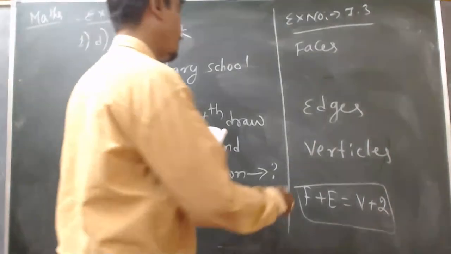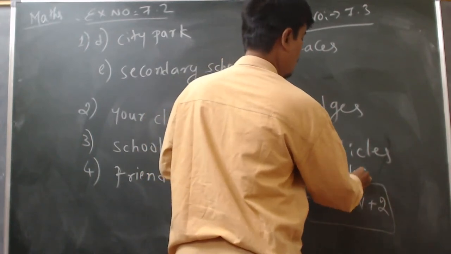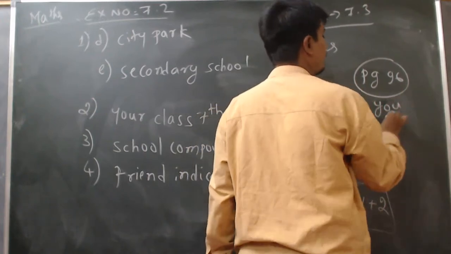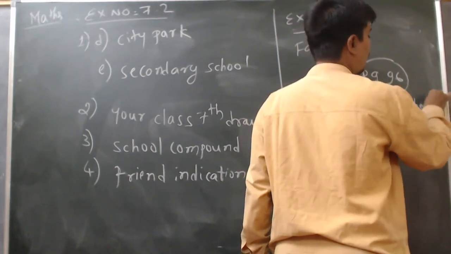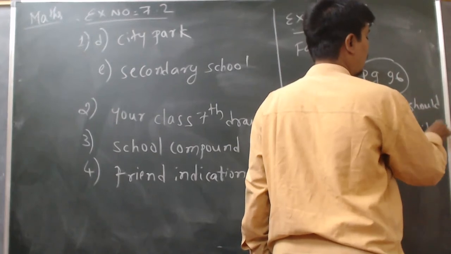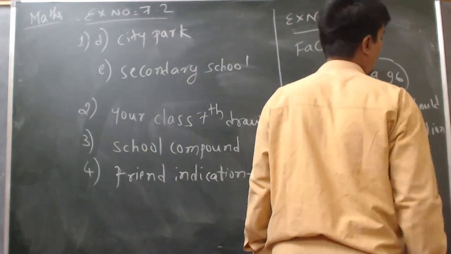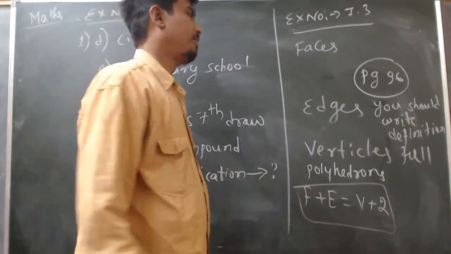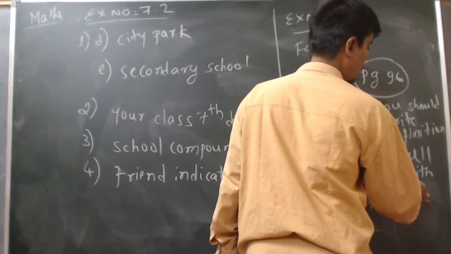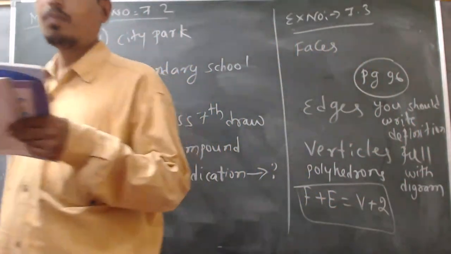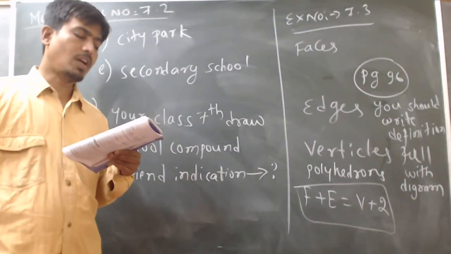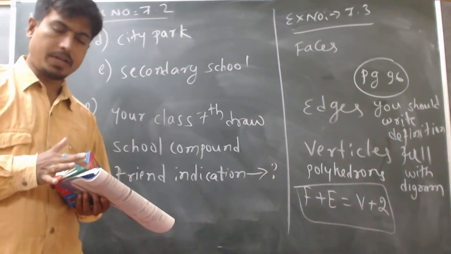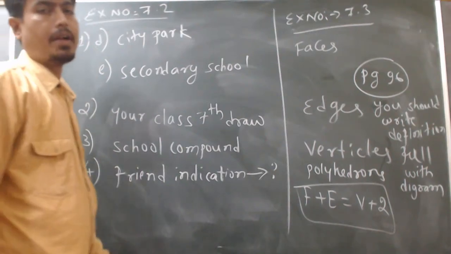Important. And after this we will say polyhedrons. So page number 96, important, you should write the full definition from page number 96 with the diagrams. I will make you know, each of these solids is made up of polygonal regions, which are called its faces. I said it is a polyhedron. Now it is made up of faces, edges, vertices. Three important points. If they are present in that solid, then it is called a polyhedron.